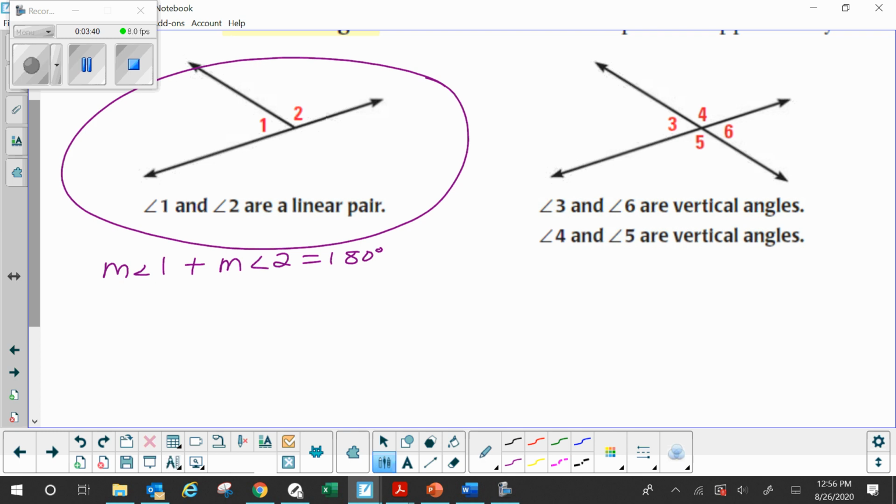So angle 3 and angle 6 are vertical. And then angle 4 and angle 5 are vertical as well. Vertical angles are congruent. So we can say the measure of angle 3 is congruent, don't forget your little symbol, to the measure of angle 6. And then also the measure of angle 4 is congruent to the measure of angle 5.